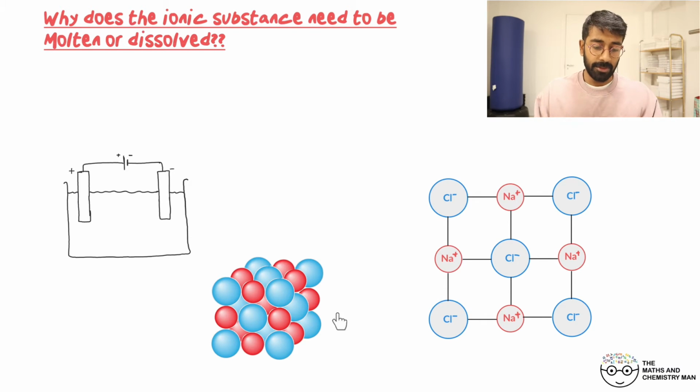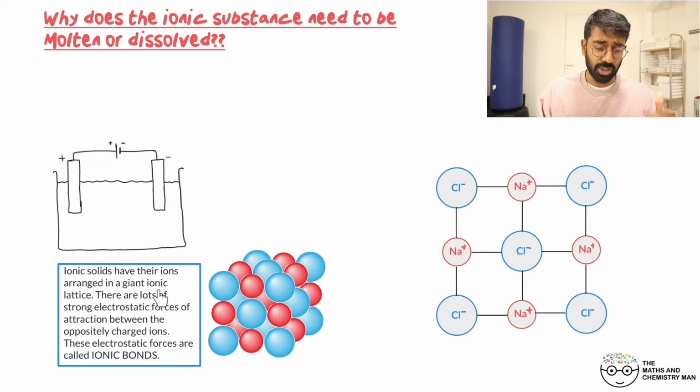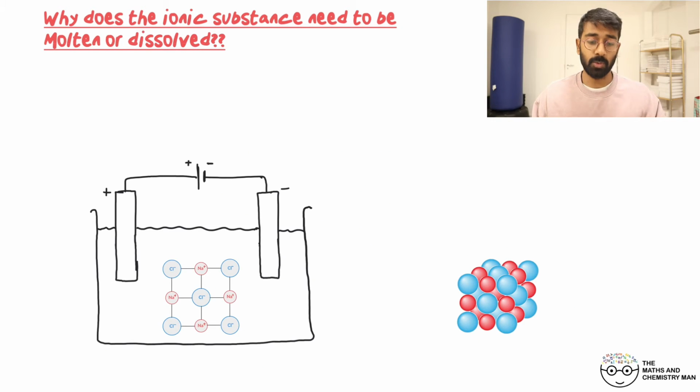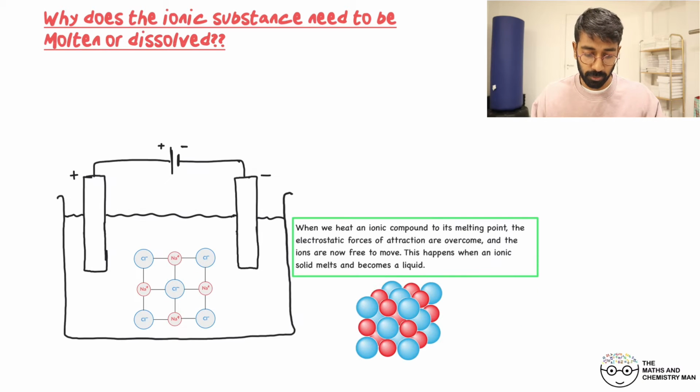But why? This is a typical ionic substance. It forms a giant ionic lattice structure, and you've seen this throughout your textbook a million times. There are lots of electrostatic forces between the oppositely charged ions. These are ionic bonds, and they're really, really strong. So because of those strong forces, the ions cannot move. They're fixed in position and stationary, and so if we tried to put it under electrolysis, nothing would happen because these ions are fixed and can't move.